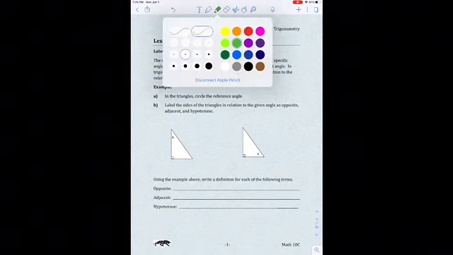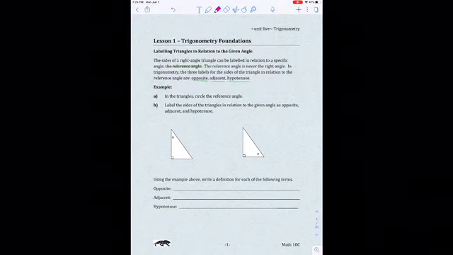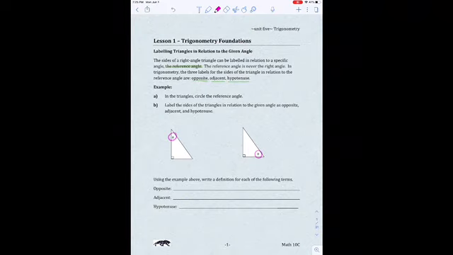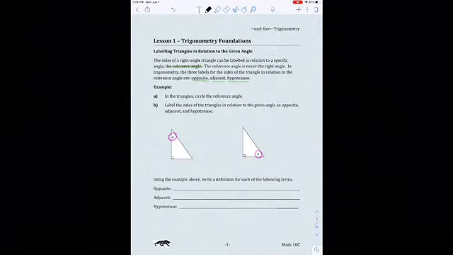So if we have a look down below, it says in the triangles, circle the reference angle. So let's start by circling our reference angle. I'm going to circle the top left and the bottom right angles. Those are our reference angles. They are labeled as such, okay? The reference angle, in this case, they are labeled as theta, okay?